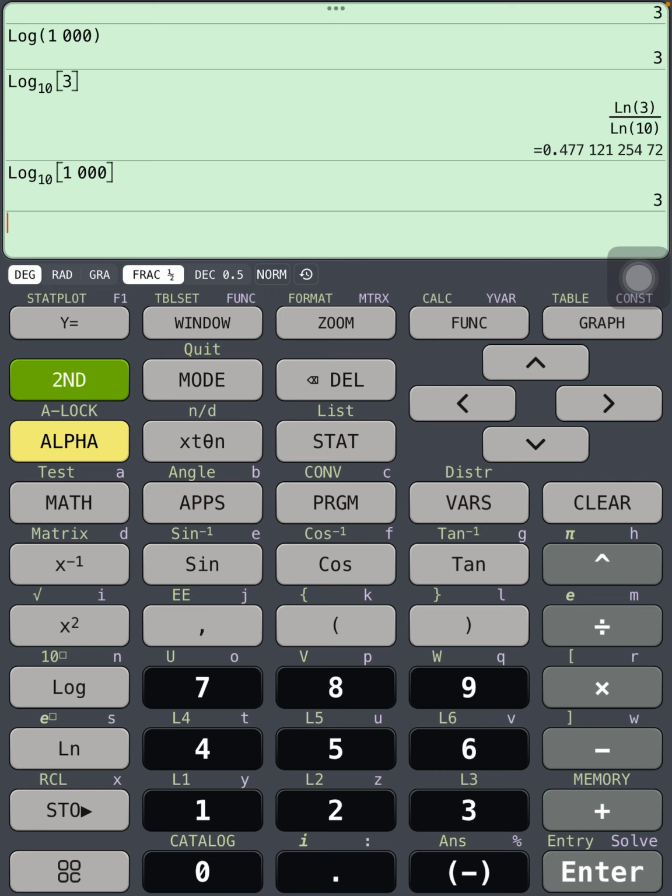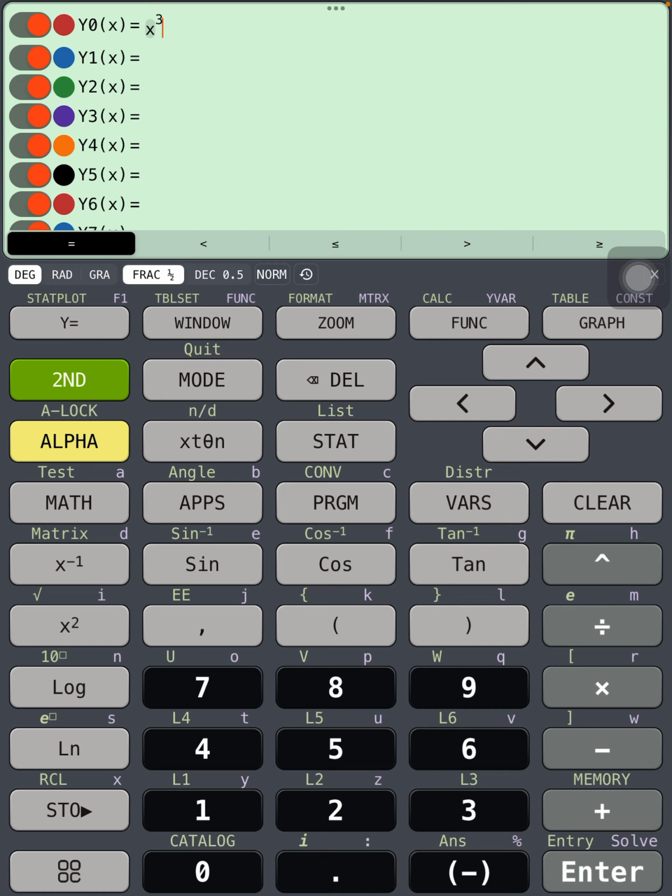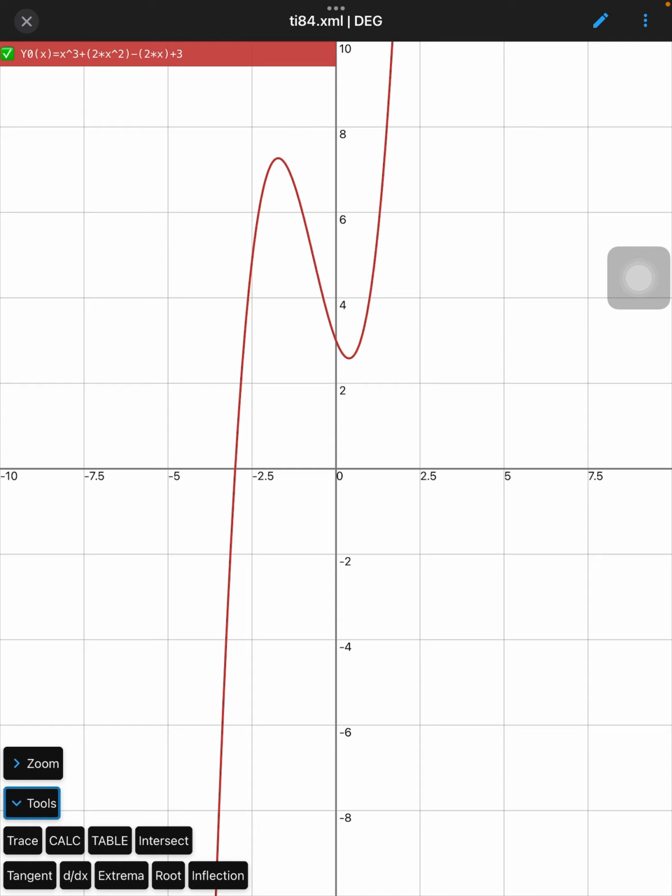And then say you are doing something with derivatives and you want to calculate the derivative at a certain point. Say you've got a function, maybe x raised to the third power, plus 2x squared, minus 2x plus 3. Sorry about that. And so we graph it and we get something like that.